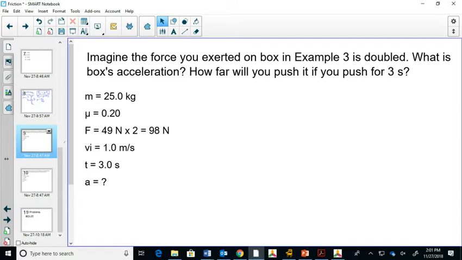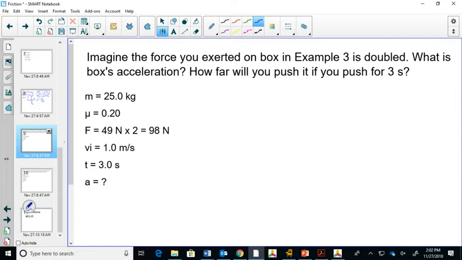So here's example problem number 4 from your textbook. It's on the page that has the number 134. And it says, imagine the force you exerted on the box in example 3 from yesterday is doubled. What is the box's acceleration? And how far will you push it if you push it for 3 seconds? So we have 2 separate problems here, right? 1 question, 2 problems. Let's tackle the first piece. What is the box's acceleration?